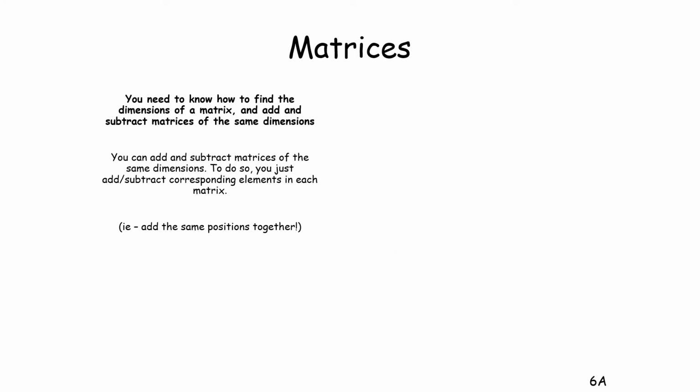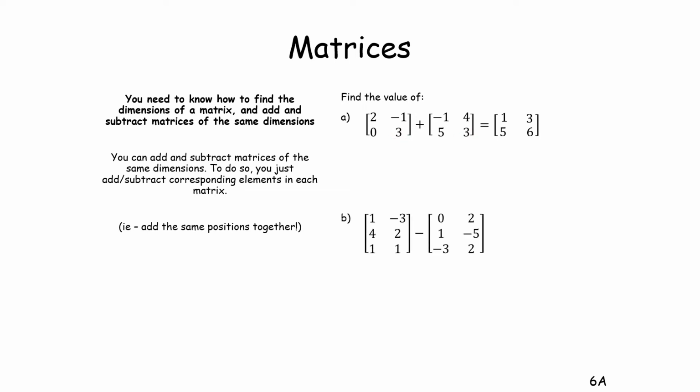You can add and subtract matrices. So if we look at this question here, we've got 2 and -1, so that'll give you 1. -1 add 4 gives you 3, 0 add 5 gives you 5, and 3 add 3 gives you 6. So why don't you guys pause the video and have a look at this one.